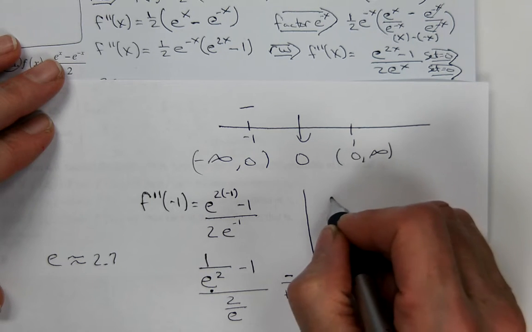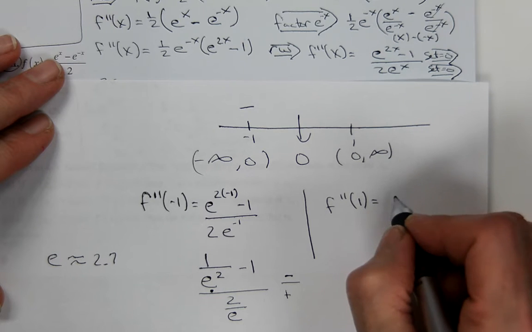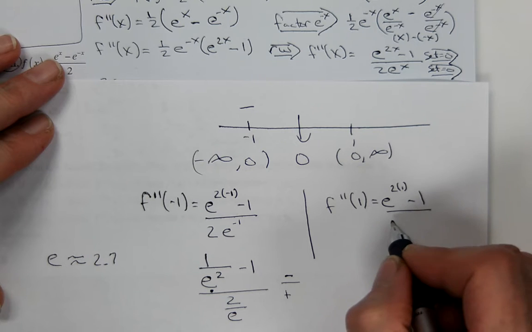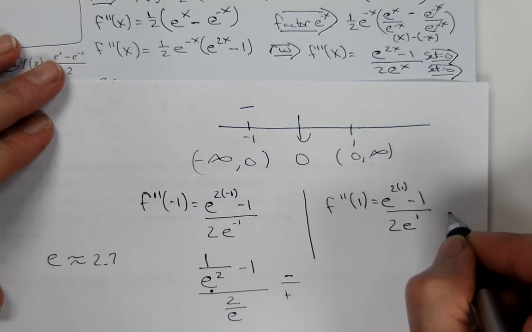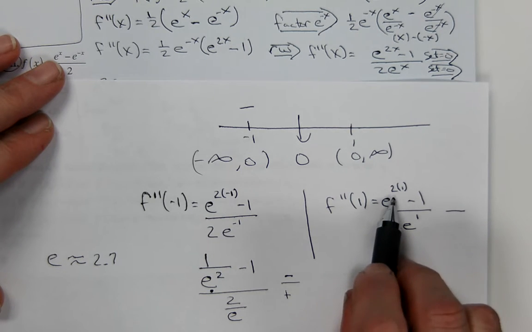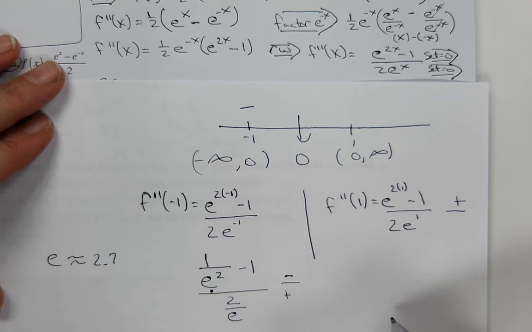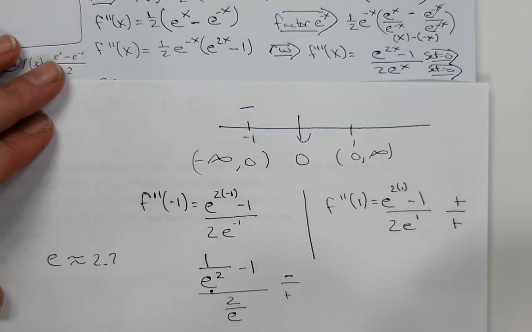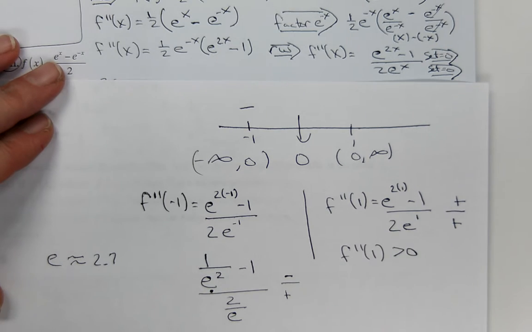And next one, f double prime evaluated at 1 is equal to e to the 2 times 1 minus 1 over 2e to the 1. And again, we care about positive or negative. So in the numerator, 3 squared is 9 minus 1, so we're positive for sure. And the denominator, 2 times 3, positive. So that means that the second derivative evaluated at 1 is positive.